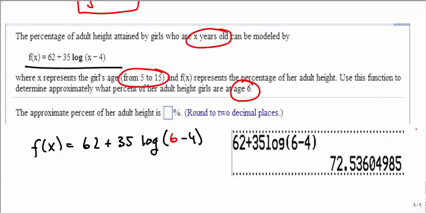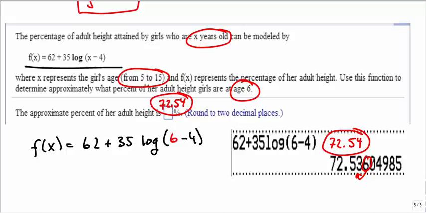Okay, so it says round to 2 decimal places. Well, this would be 72.5. Now my second decimal place right now is a 3, but the 6 rounds this up to a 4. So 72.54% of her adult height. So this answer right here would be that 72.54%. So you have to make sure that we round these correctly. They are a little bit picky about the rounding, so don't make any intermediate rounding with your calculations. For instance, don't take the log of 2 and then write it down as just 1 decimal place and then finish the problem from there.